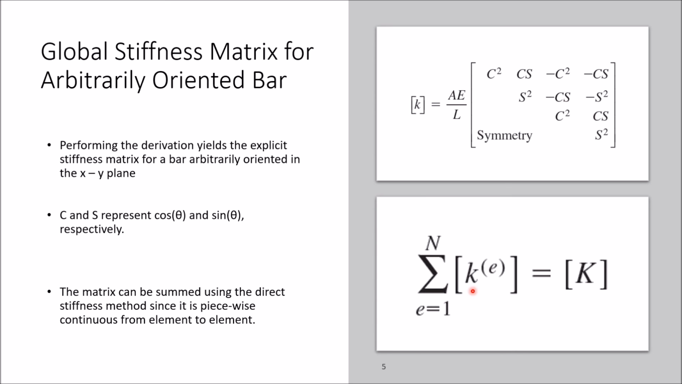When it is time to put together the total stiffness matrix, the element stiffness matrices with respect to the global axis may be summed together. So the total stiffness matrix would be equal to the sum of the global stiffness matrices of all elements summed from element 1 all the way to element n.